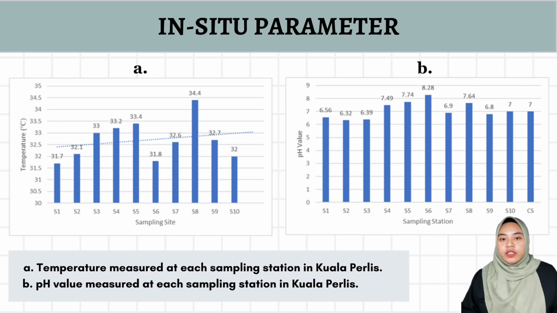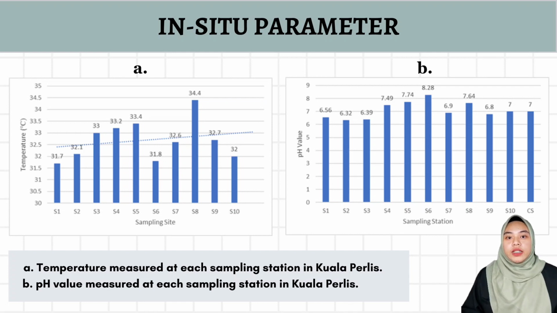For pH, the pH value for the surface water for the whole sampling station was in the range of 6.32 and 8.28 with a mean of 7.11. Based on the data obtained, several stations fall under Class 1, which were Stations 4, 5, 6, 8 and 9. On the other hand, the remaining stations fall under Class 2. The classification of the data obtained in this study is according to the Interim National Water Quality Standard.